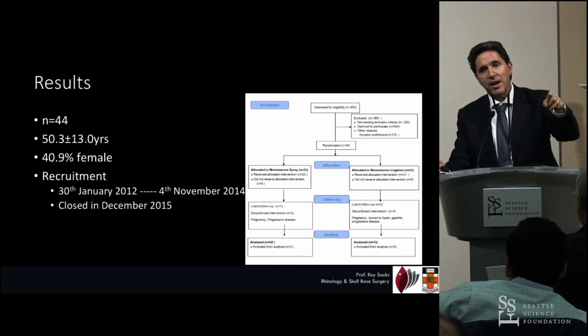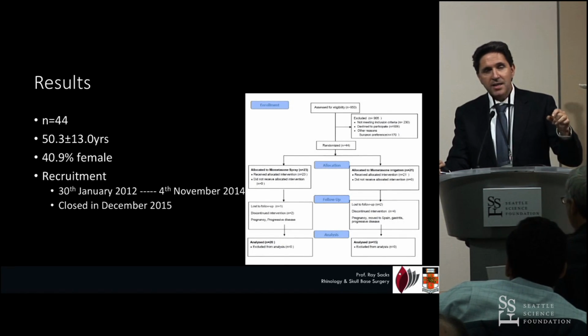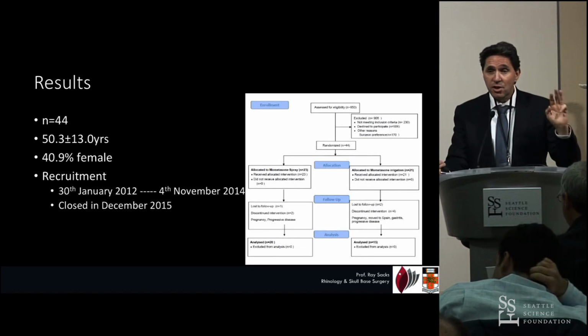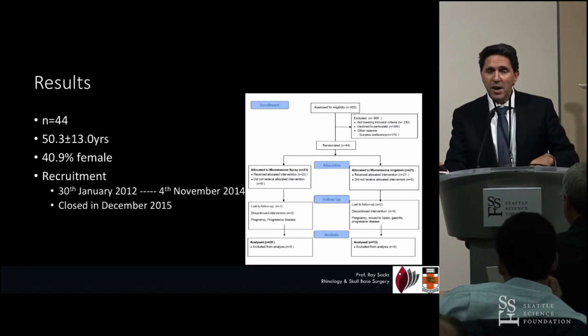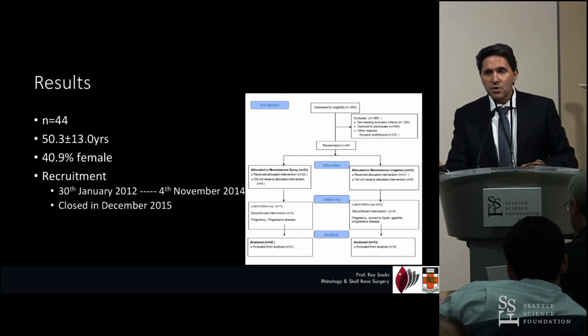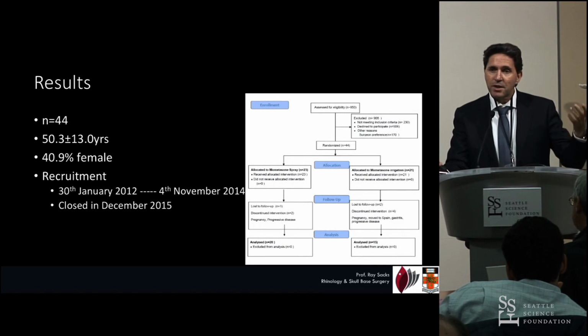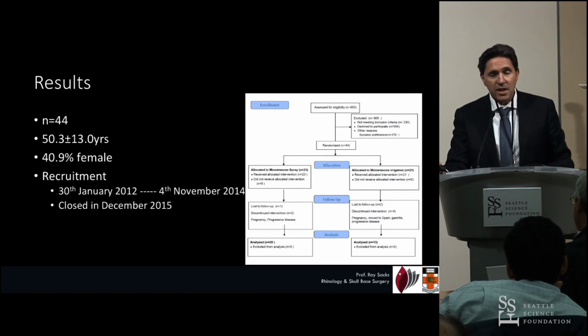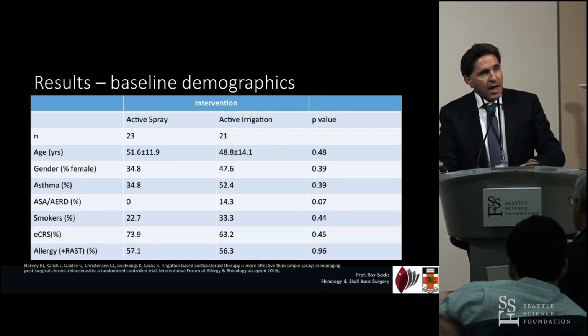And a lot of patients would say, well, then I want steroid irrigation. And so it took us 3 years to recruit 44 patients. And in fact, we only closed this at the end of 2014. So because of our 12-month follow-up, the study only finished at the end of 2015.